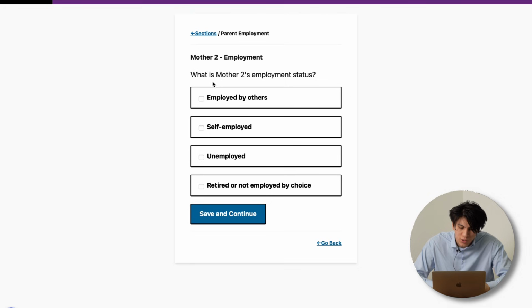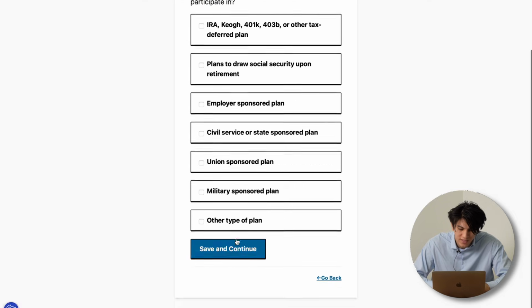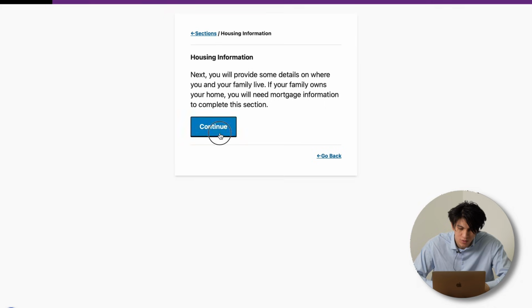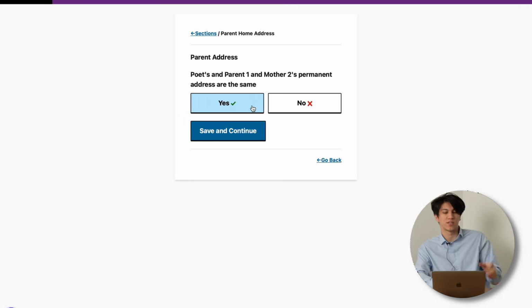Okay, what is parent 2's employment status? Again, the same thing. We're going to fix this. Just pass this through. So are the addresses the same? If they're living together, yes, their address is the same. If they're not, then just put no, because if they're divorced, you just put no, right?